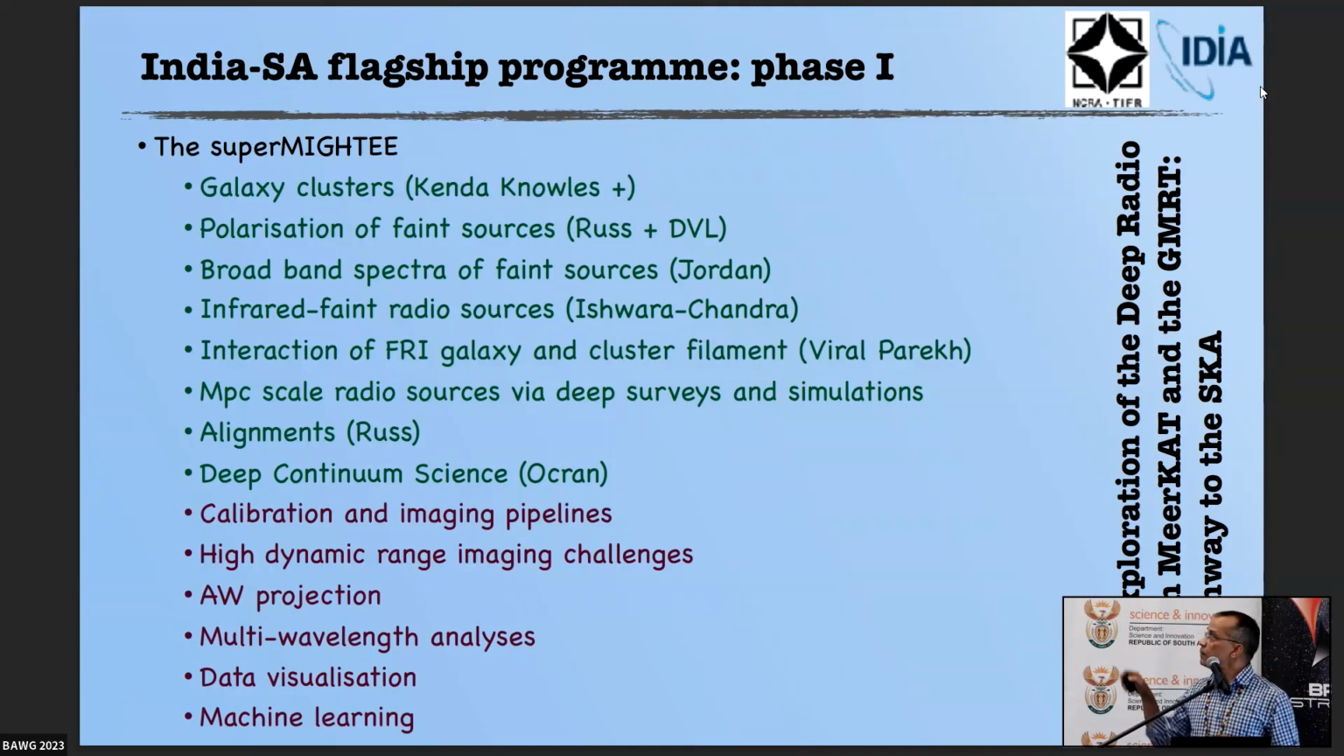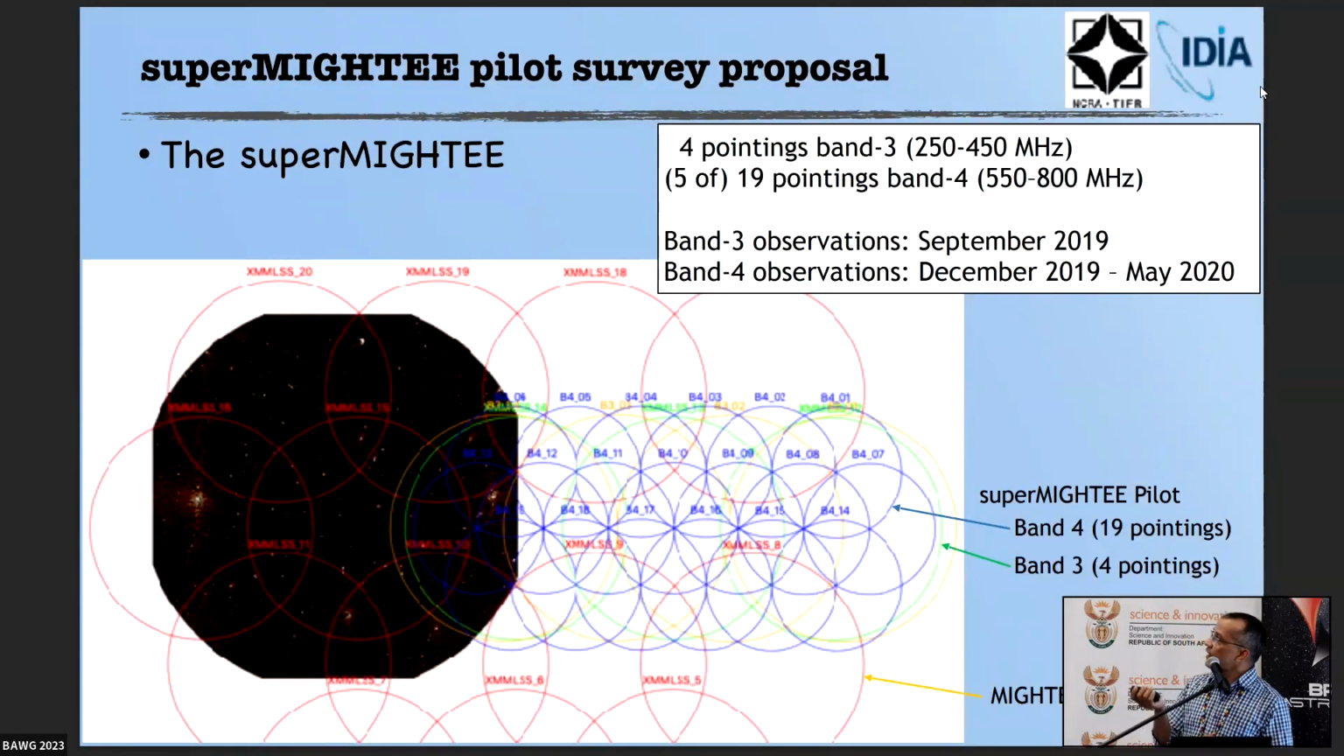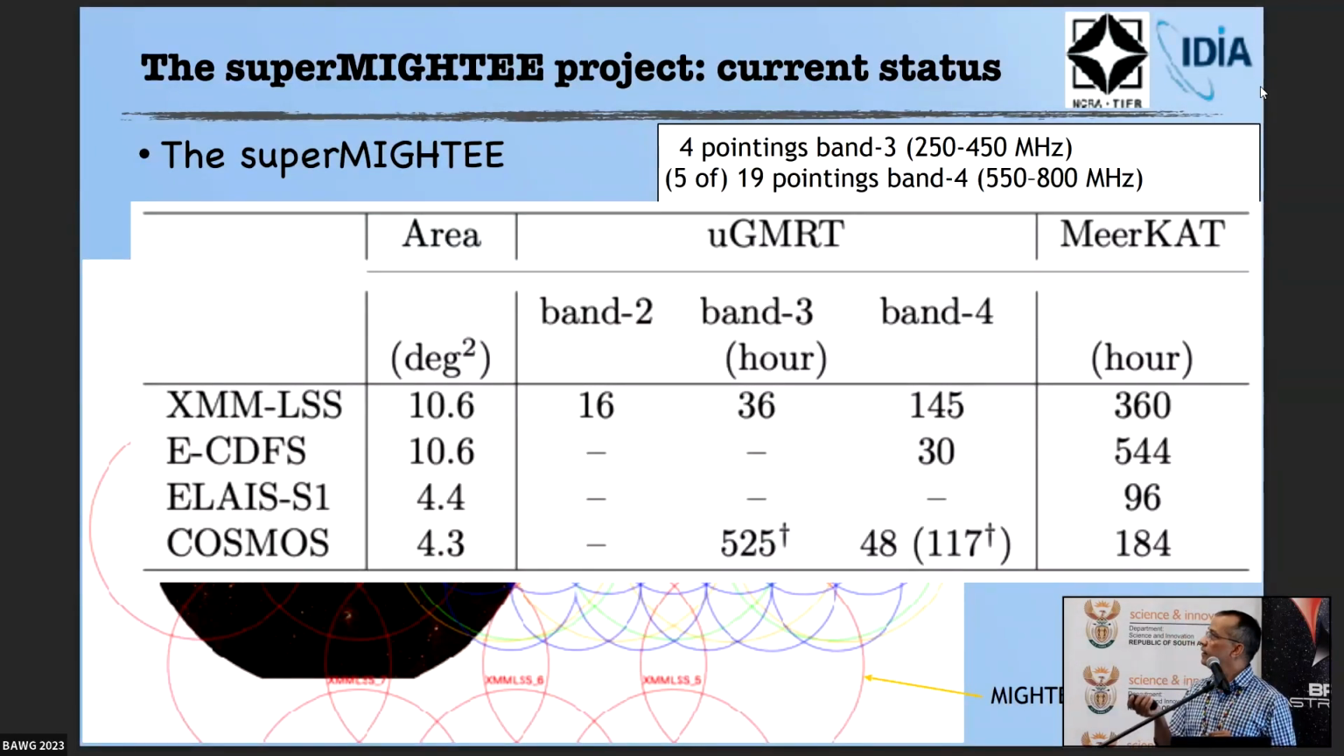So at this point, we called the project Joint Exploration of the Deep Radio Sky with MeerKAT and GMRT, the pathway to the SKA. This was an India DST and South Africa NRF project, which was funded around the same time. So I showed you this. This was in late 2019, and what we have done today is the following.